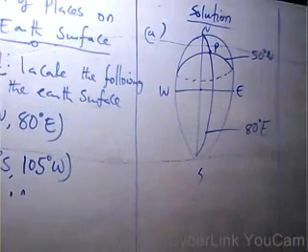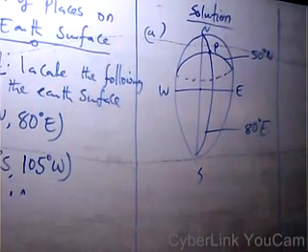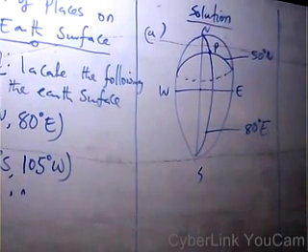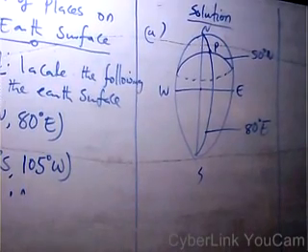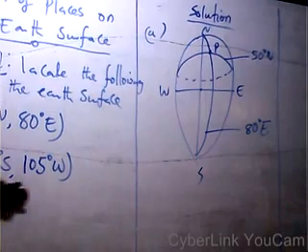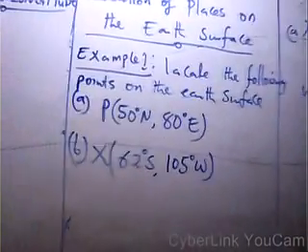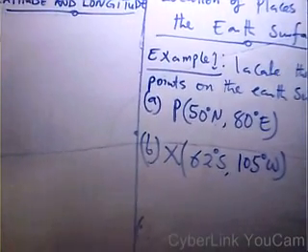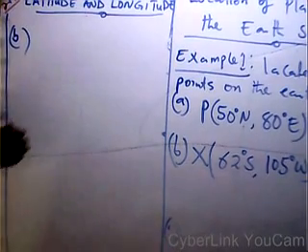Number 1 done. The second one, B. You are asked to give point X, which is 62 degrees south and 105 degrees west. So this is the sphere.